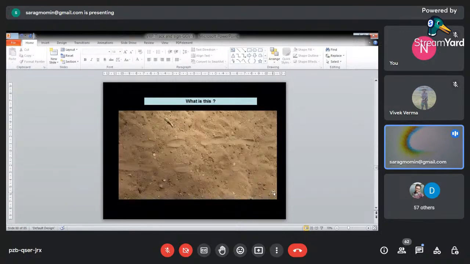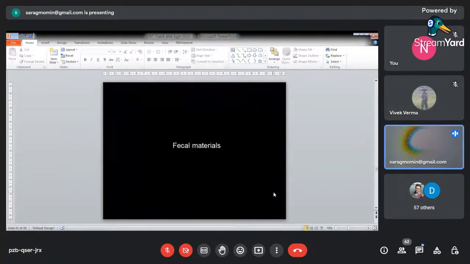Can you identify this track mark? No, sir. Snake. Interesting. Snake. Now come to fecal matter.